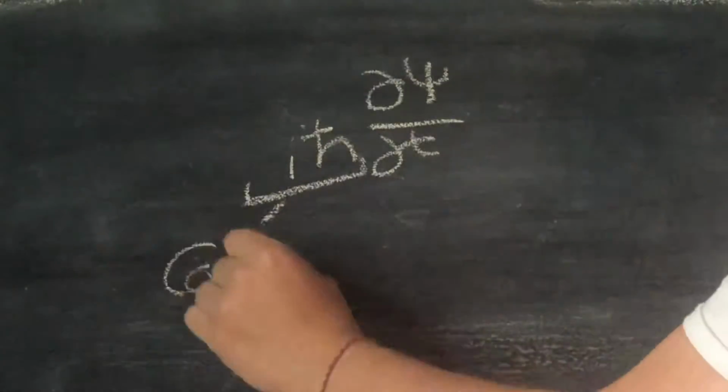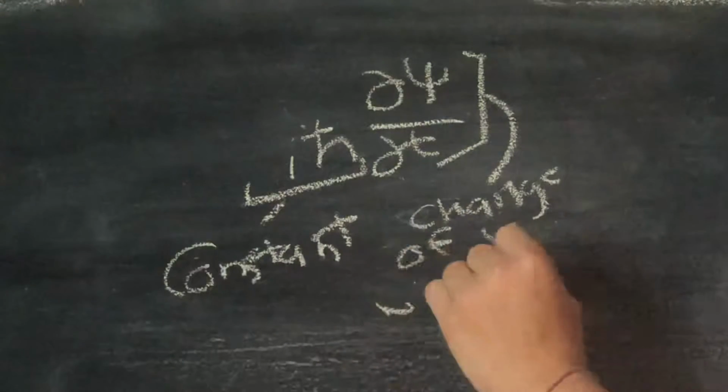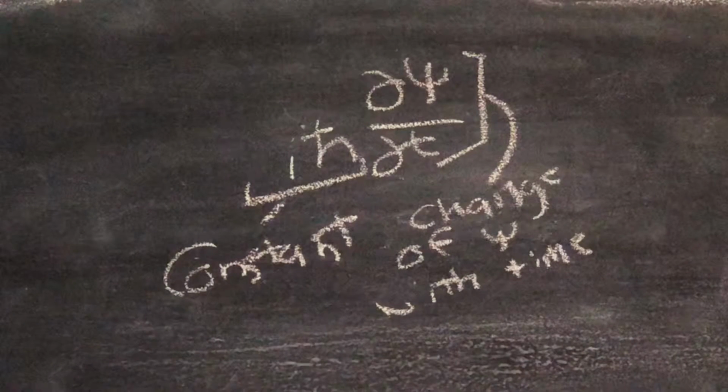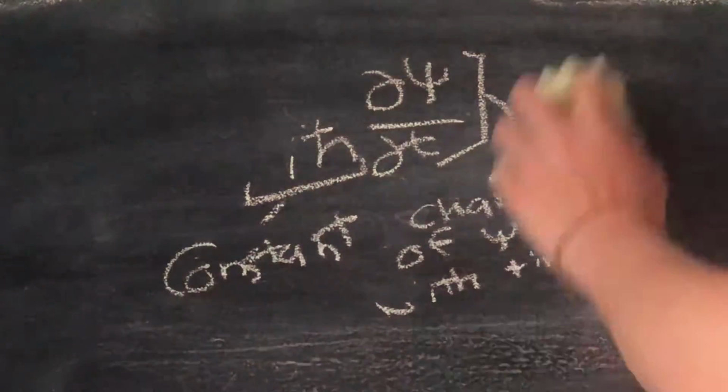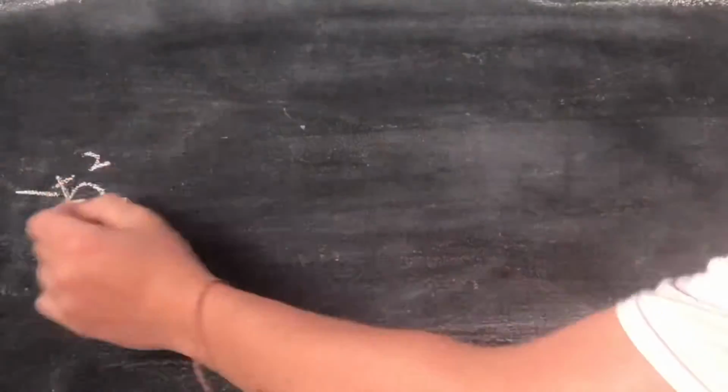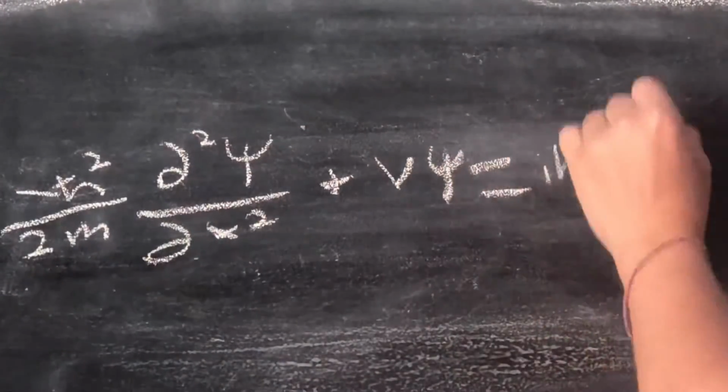The final term on the right-hand side of the equation consists of another constant with another derivative, except this derivative is the rate of change of the wave function with time instead of position. So there it is, the Schrodinger equation in its entirety, completely explained.